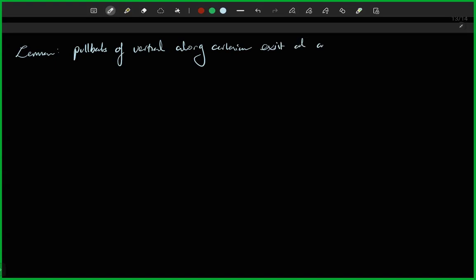But then, moreover, we also have a lemma: pullbacks of vertical along Cartesian exist and are vertical or Cartesian respectively, vertical, Cartesian. So I'll say what that means.